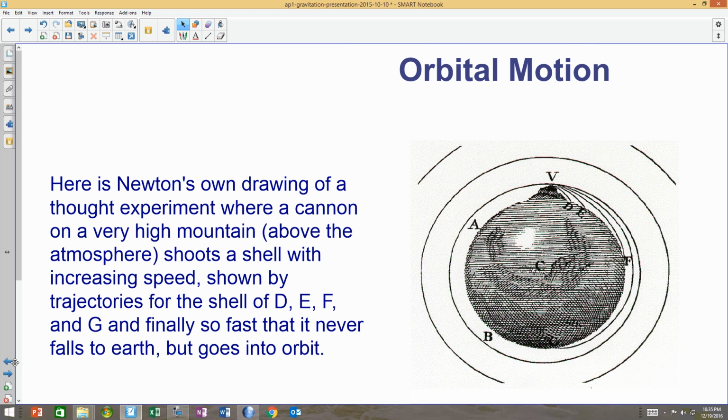Here is Newton's own drawing on a thought experiment where a cannon on a very high mountain above the atmosphere shoots a shell with increasing speed, shown by trajectories for the shell of D, E, F, and G, and finally so fast that it never falls to the Earth but goes into orbit.